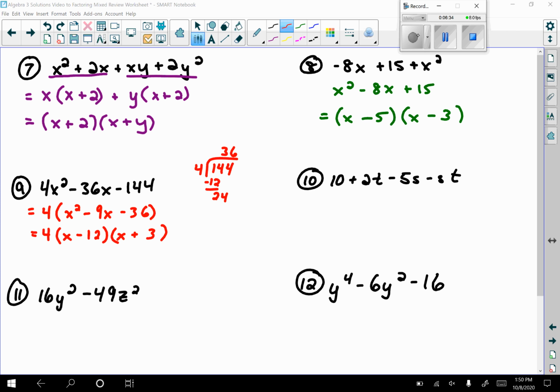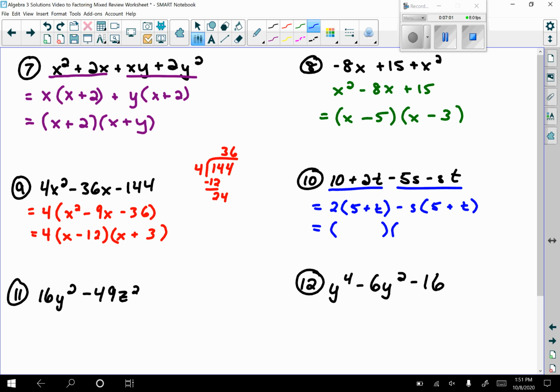All right, now for number 10, again, we have factor by grouping here. We could try to leave it in the order it's in, so let's give this a try. If I factor out a 2 from the first two terms, I'm going to have a 5 plus t. Now, since my third term is negative, I want to factor out a negative with the GCF, and I can factor out an s. And if I did that, I'll still have a 5, and then if I'm factoring out a negative, I'll get a plus t over here as well. So that worked. Now I make two sets of parentheses. 5 plus t goes in one of them. 2 minus s goes in the other.